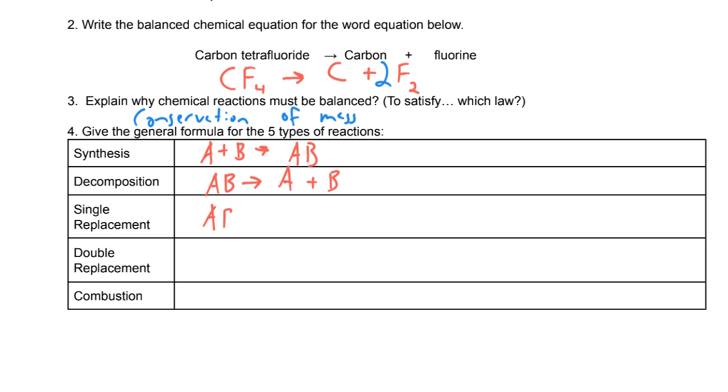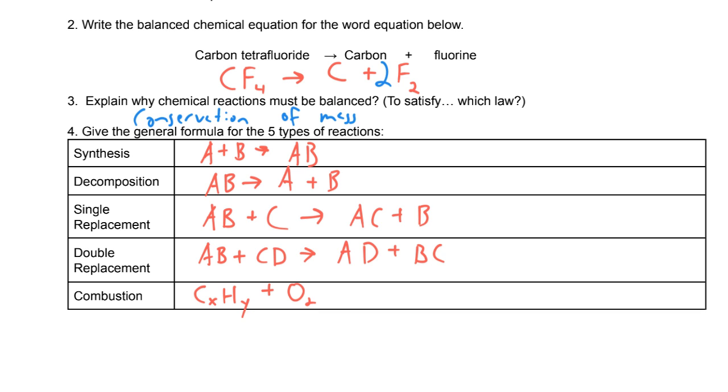Single replacement, we have something already bonded, AB, and then we have some third thing, C, and then the C infiltrates, and this becomes AC plus B. Double replacement, we have 2 things that are already bonded, AB and CD, and then they swap partners, so this becomes AD plus BC. And then combustion, it's going to always be some sort of hydrocarbon. So we'll say CXHY to show that this could be any number of carbons and hydrogens, always reacting with oxygen, and the products are always CO2 and water. And then also, this is a very exothermic reaction, creates a lot of heat.